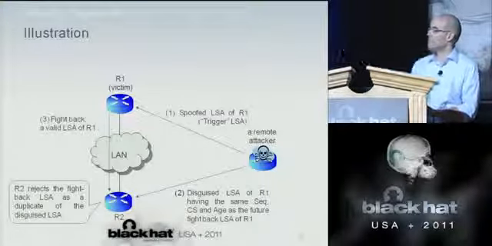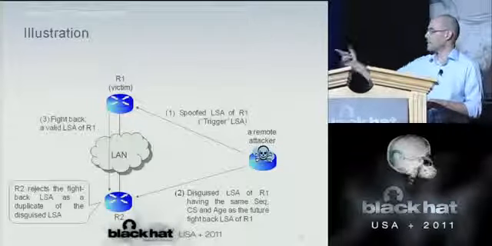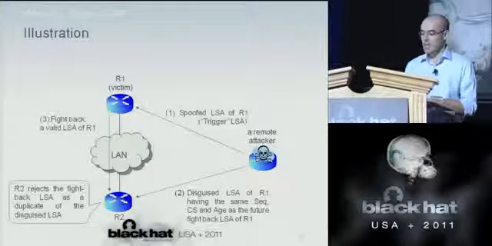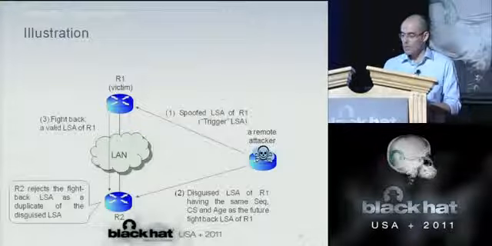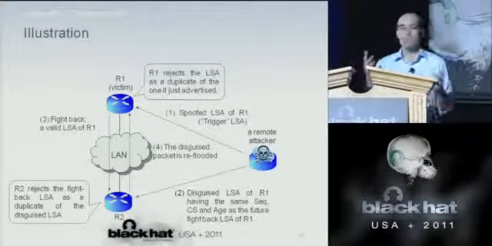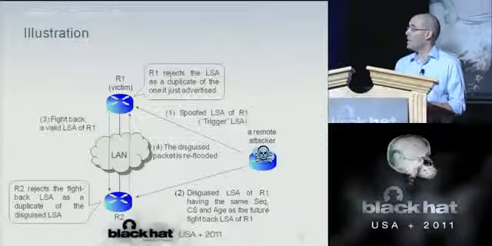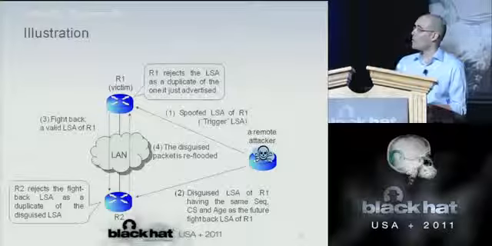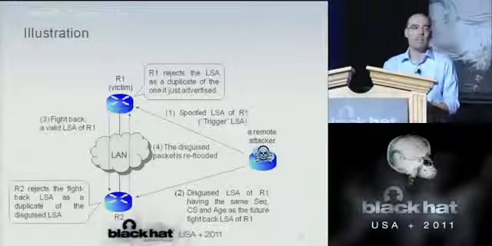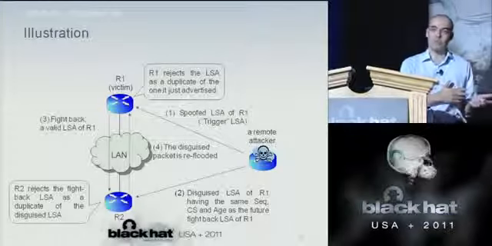Now, when the trigger LSA is received by R1, it will immediately send out a fightback LSA, which will be received by R2, and it will reject it as a duplicate of the disguised LSA just received. Simultaneously, R2 will also reflood the disguised LSA to all its neighbors. This includes R1, and R1 will get the disguised LSA, and again will reject it as a duplicate of the fightback it just originated.